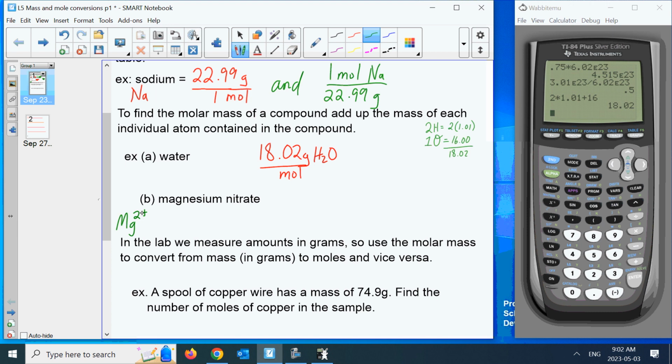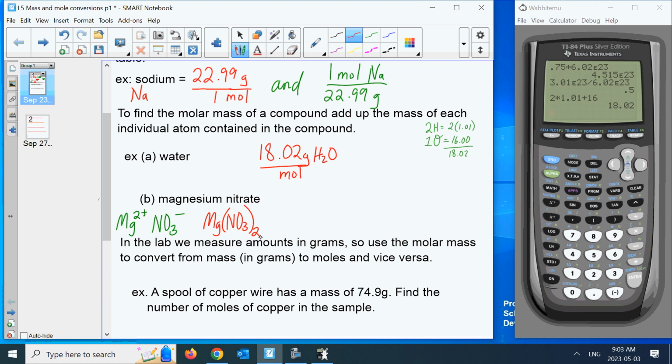Nitrate is not in the periodic table. It's one of the polyatomic ions in the center. That's NO3 with a minus. I need to do this, at least in my head, that's why I'm putting it in green, to know that the formula of magnesium nitrate is Mg(NO3)2. You need to do that before you figure out the molar mass.